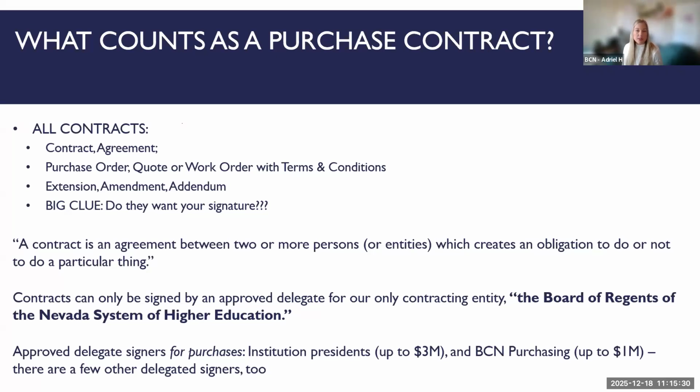In purchasing, we are delegated to sign for purchases. We can sign internally up to $1 million. Each institution president that we work with, so here at UNR, President Sandoval, can sign up to $3 million. After that, it has to go to the chancellor's office.